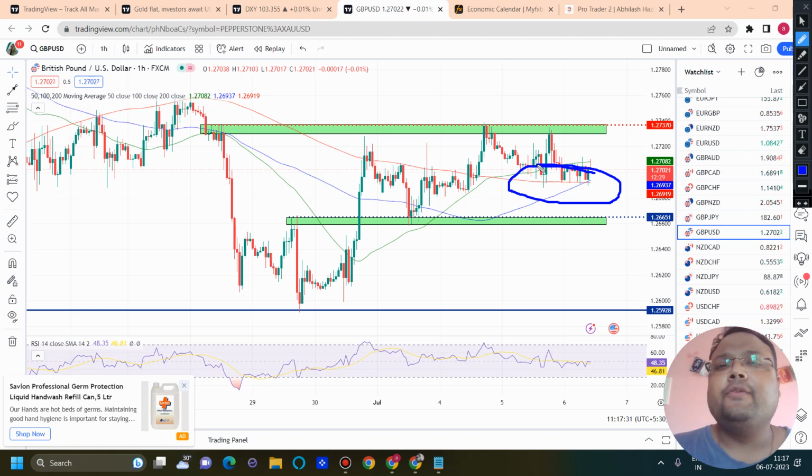So before the US session, if the market goes up, observe the volatility of the market. See, for a breakout or breakdown, volume is extremely important. Without volume, a breakout or breakdown is not possible. It becomes a false breakout.